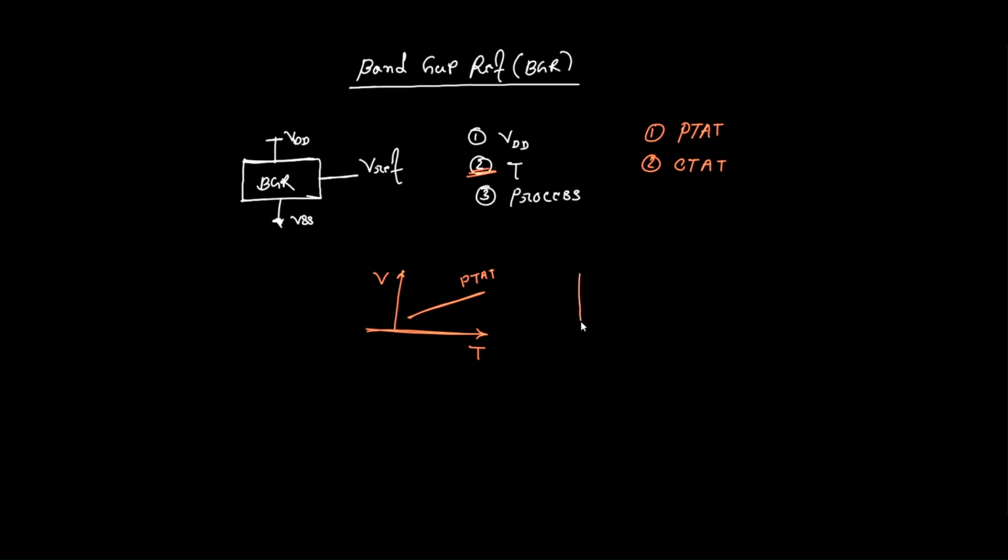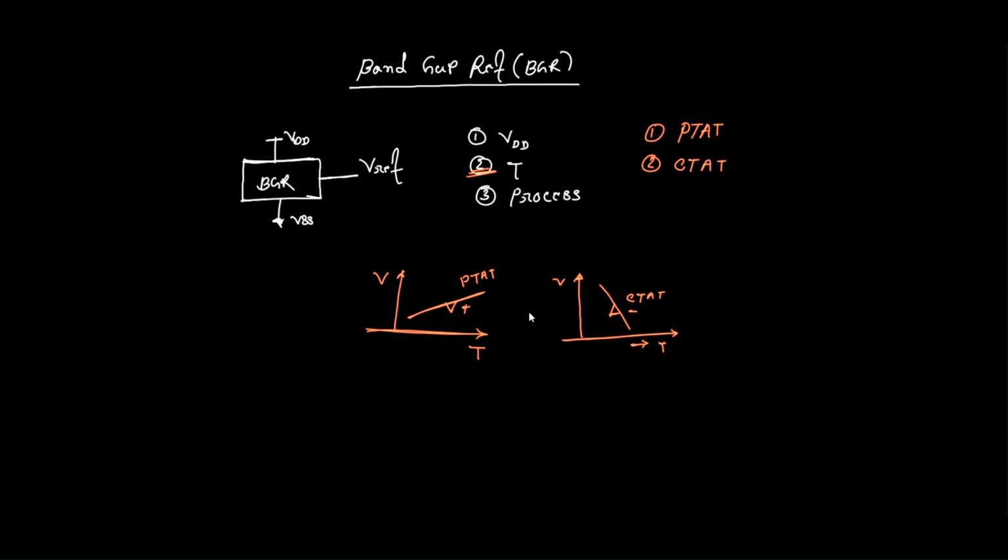On the other hand, if we increase the temperature, the voltage falls, then this type of nature is called CTAT, which means complementary to absolute temperature. And this slope is positive and this slope is negative.